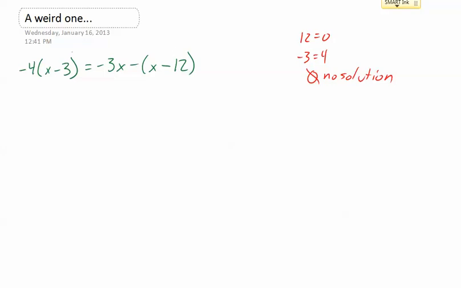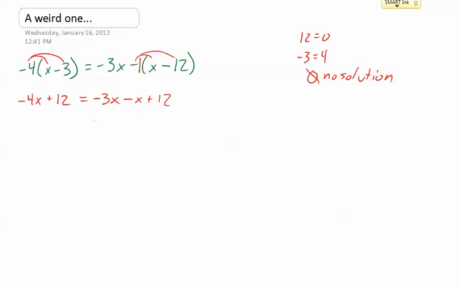All right, so let's go ahead and start off. Many of you will recognize that I need to distribute the negative 4. So I'll have negative 4x. Negative 4 times negative 3 is a positive 12. And then I have the negative 3x, and here I've got a negative in front of this parentheses. Now remember, anytime you have a negative in front of the parentheses, you can treat that as a negative 1. So this negative 1 can get distributed to everything in there, which will make it a minus x and a plus 12, because negative 1 times negative 12 is positive 12.